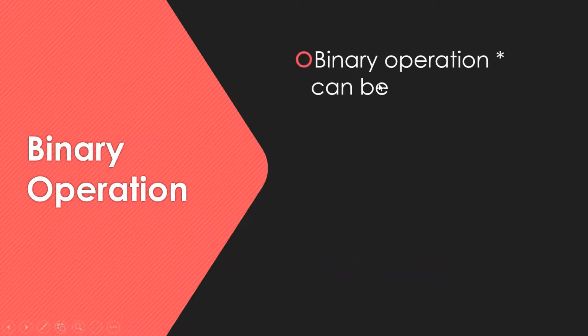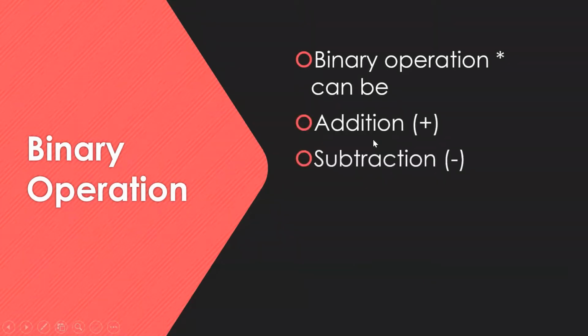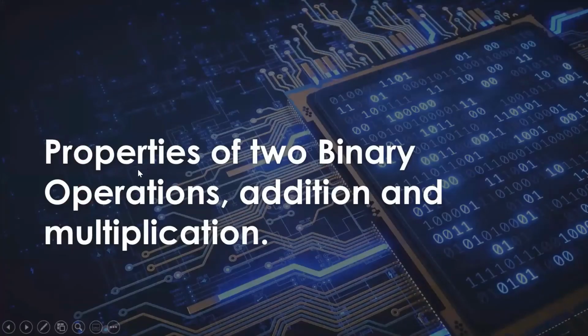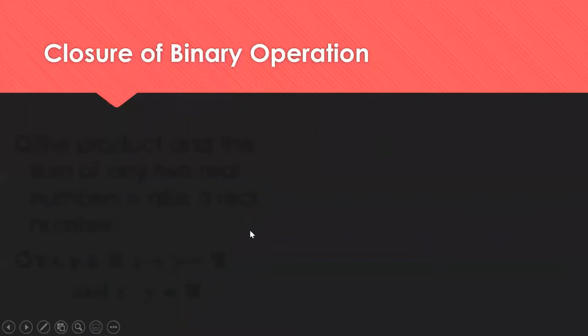So what are these binary operation stars? This can be addition, subtraction, multiplication, and division. Now, let's talk about the properties of binary operations, addition and multiplication.